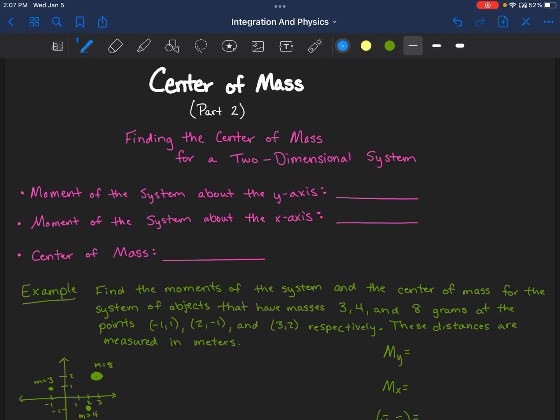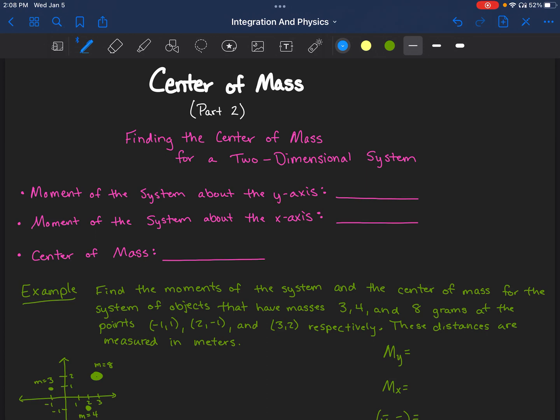So this is the second of 4 videos on the center of mass. And in this particular video, I would like to talk about the center of mass for two-dimensional systems. Because in the last video, we talked about the definition of center of mass, and we focused on a one-dimensional system. Now, the way this is different is because I now have not just the origin, but I have to worry about an x distance and a y distance.